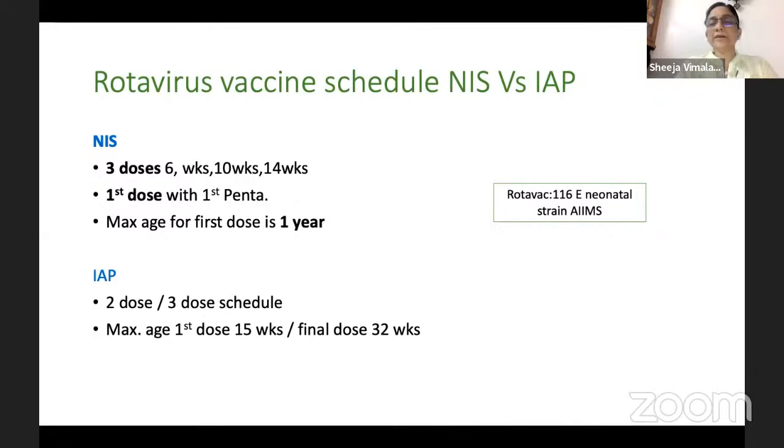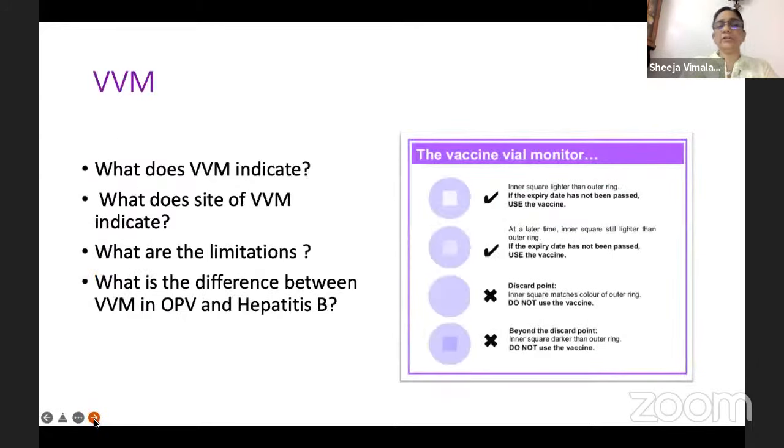In exam, one of the favorite questions that examiners often ask is, what is the peculiarity of the rotavirus vaccine being used in the national immunization schedule, or the RotaVac? The interest comes because this vaccine especially contains the 116E neonatal strain that was isolated in AIIMS. So that is an Indian vaccine. But you should know that in the national schedule, it is not only the RotaVac that is being given. Rotasil is also being used. That is the Serum Institute rotavirus vaccine is also being used in the national immunization schedule.